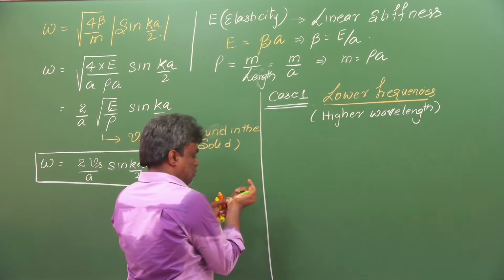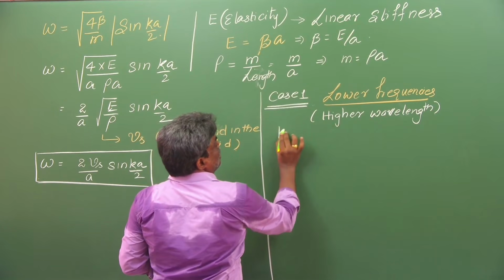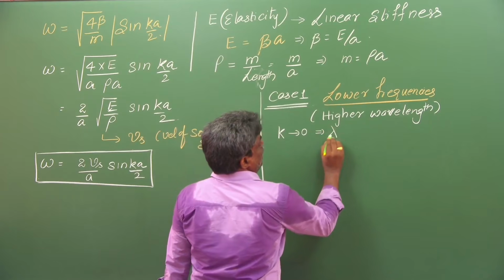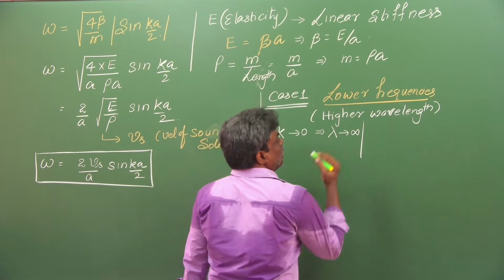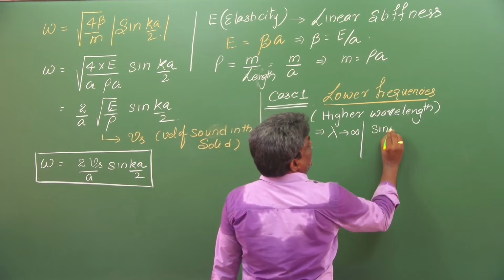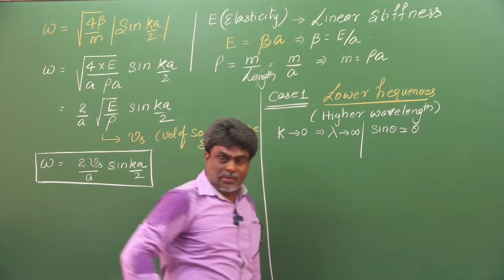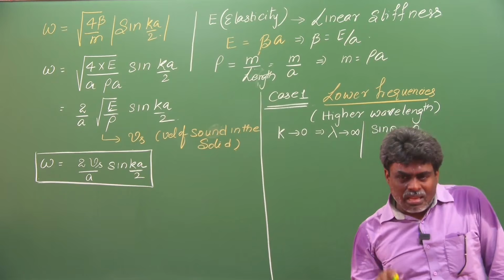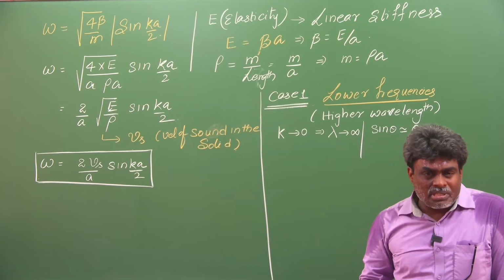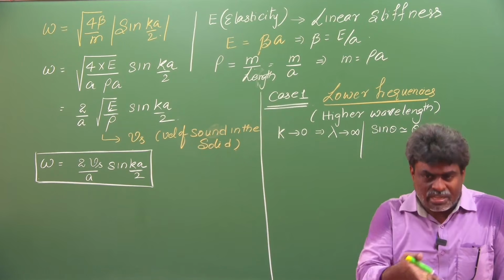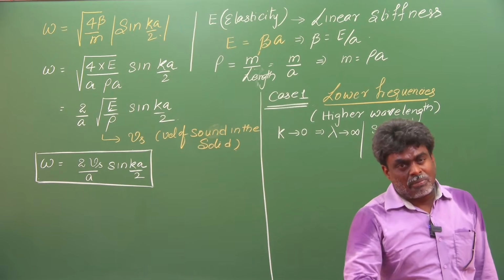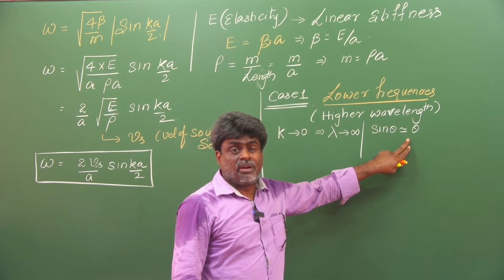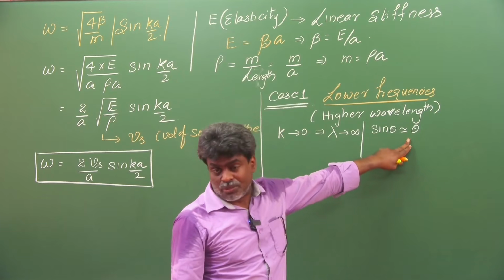Under this limit, what will happen? If wavelength is large, k tends to 0, which means lambda tends to infinity. I hope you remember, if theta is small, sin theta is nearly equal to theta. Some people will say take 0 because sin 0 is 0, some will take sin theta equal to theta. Why have you taken sin theta equal to theta and not 0?